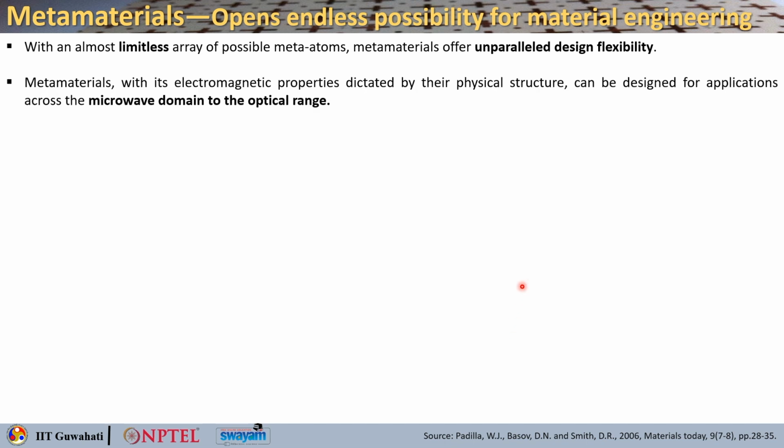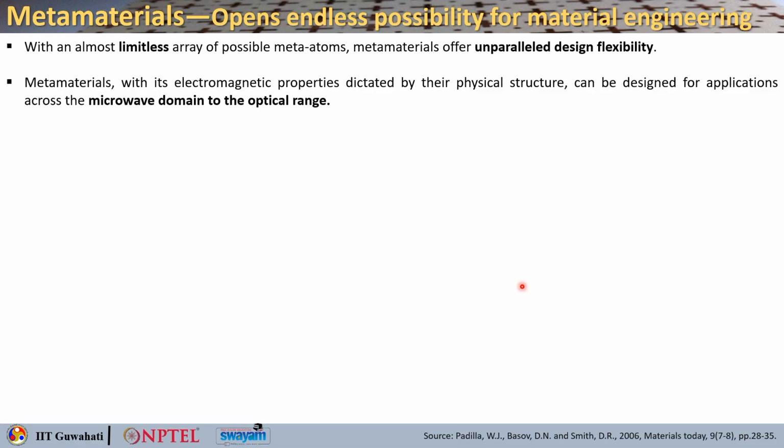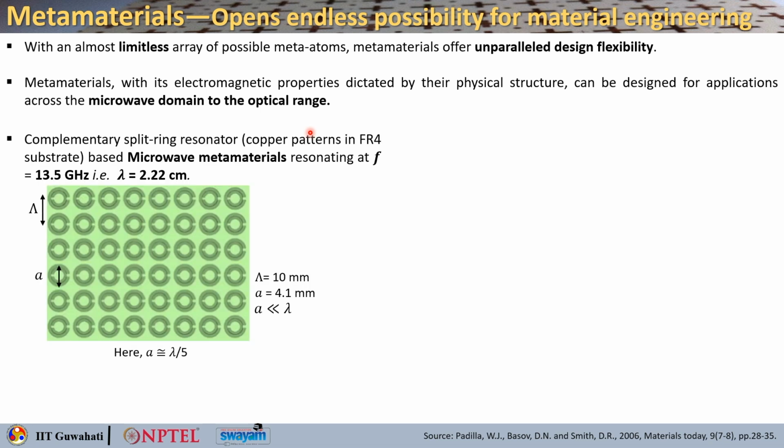So, with almost limitless possibilities of designing these meta atoms, you can understand that metamaterials offer unparalleled design flexibility. Metamaterials' electromagnetic properties are basically dictated by the physical structure that can be designed for applications across microwave and optical frequencies.